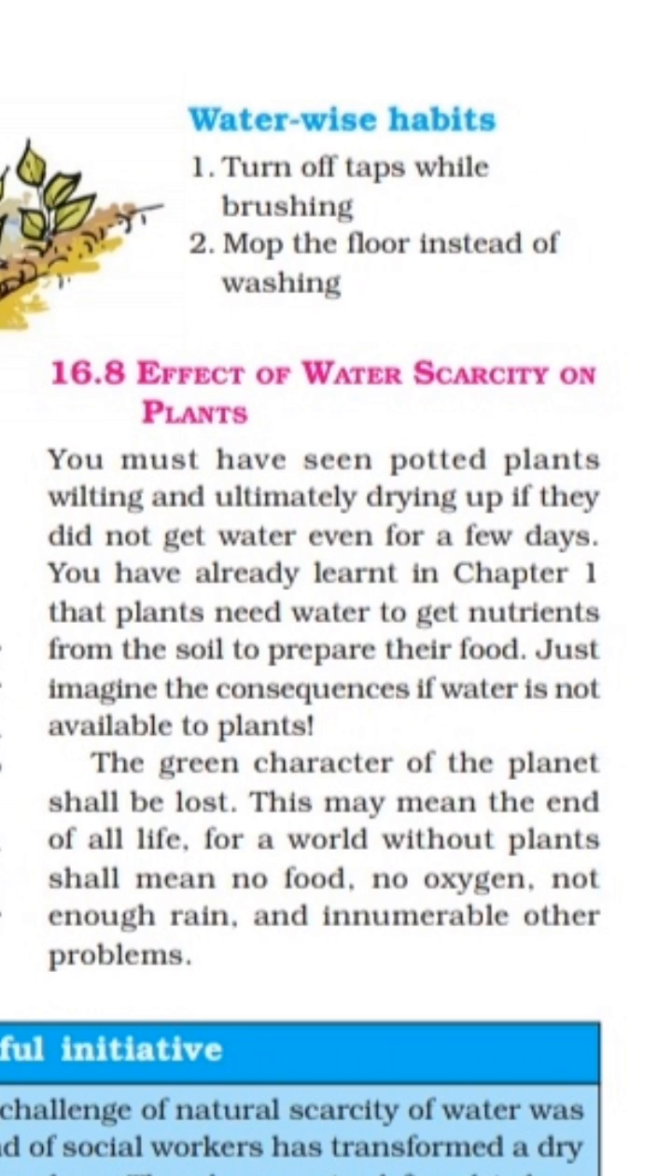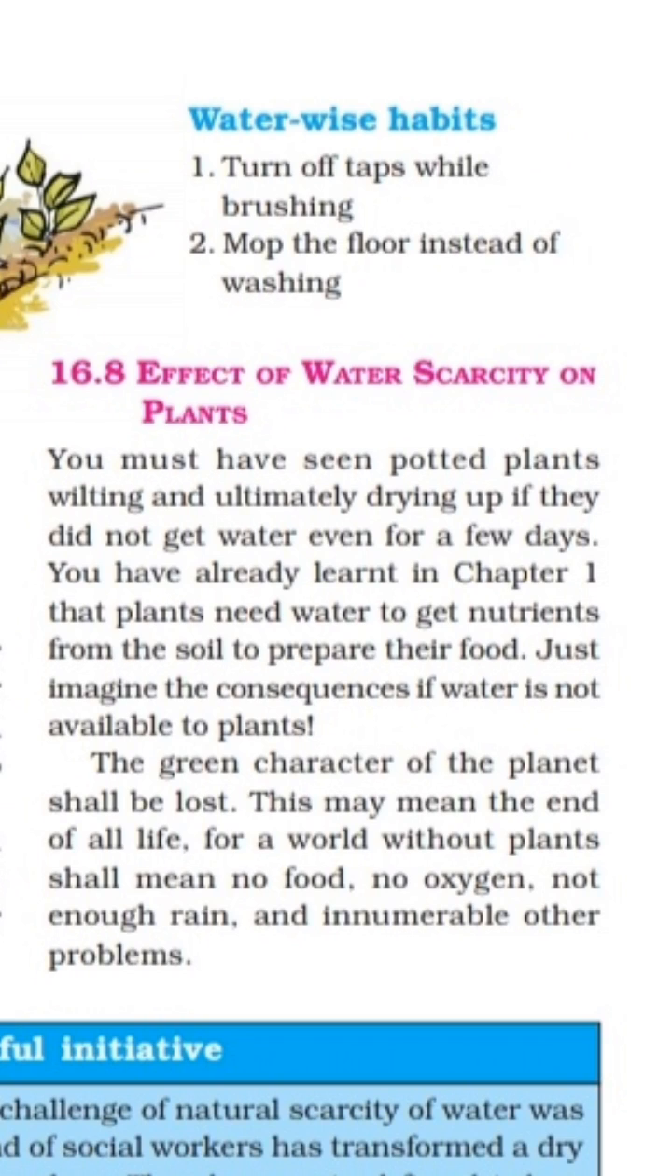When plants do not prepare their own food, they also lose their life, and because of that, the herbivores cannot get their food, and the carnivores cannot get their food, and all life will end on the earth. A world without plants shall mean no food, no oxygen, not enough rain, and innumerable other problems. That is the meaning of that.